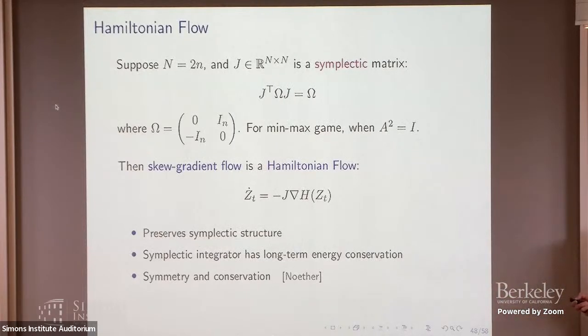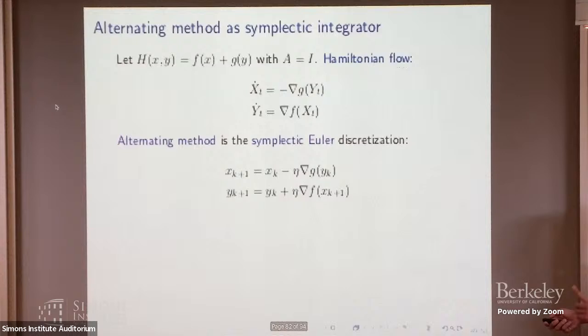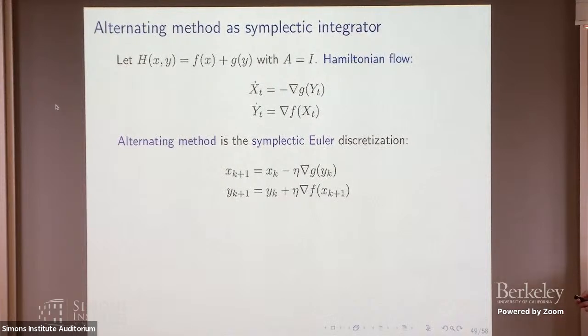And moreover, once you have Hamiltonian structure, then you have a lot of nice properties. Like there is the whole world of symmetry and conservation that you can exploit, like using Noether's theorem and so on. Okay, but for us, the symplectic structure is what's nice. So for example, let's look at this basic case when the payoff is identity. So very basic game. Then we really have this Hamiltonian flow.